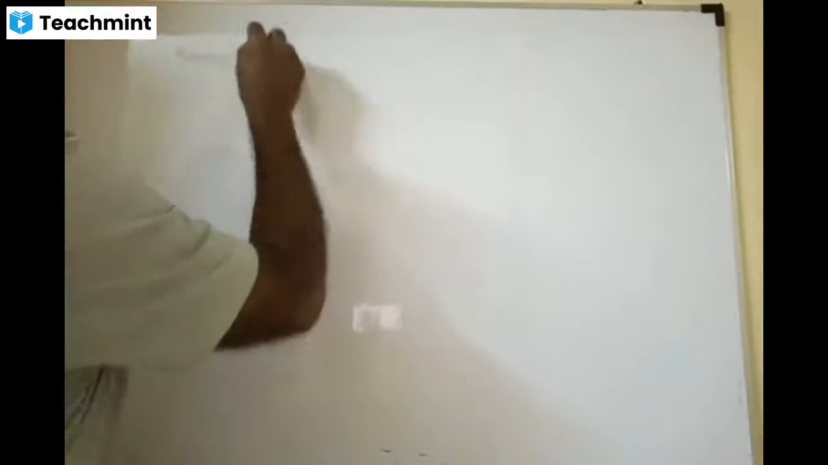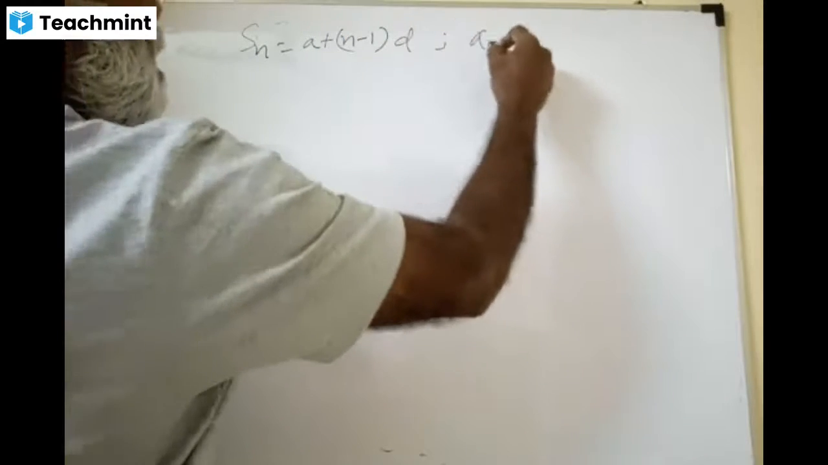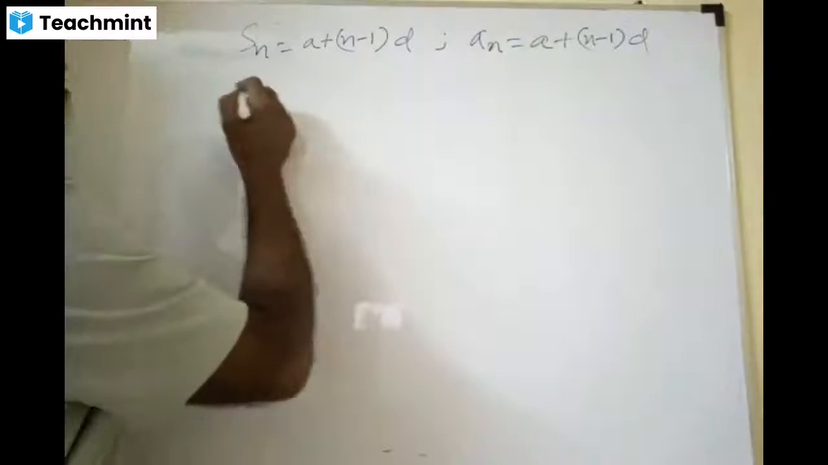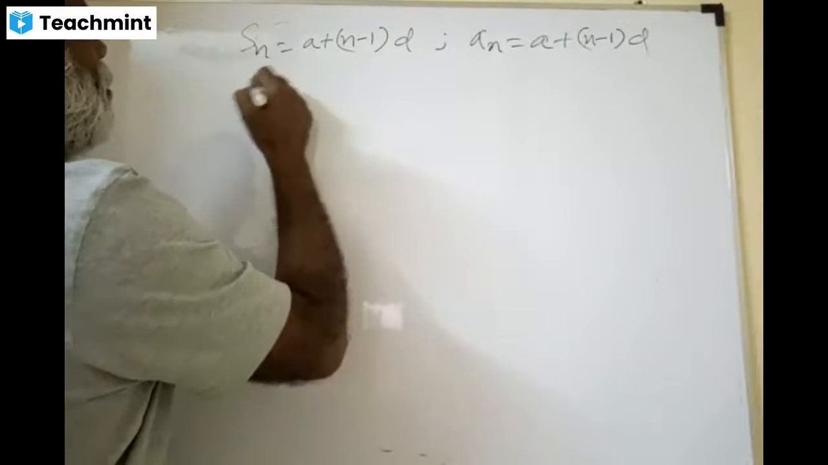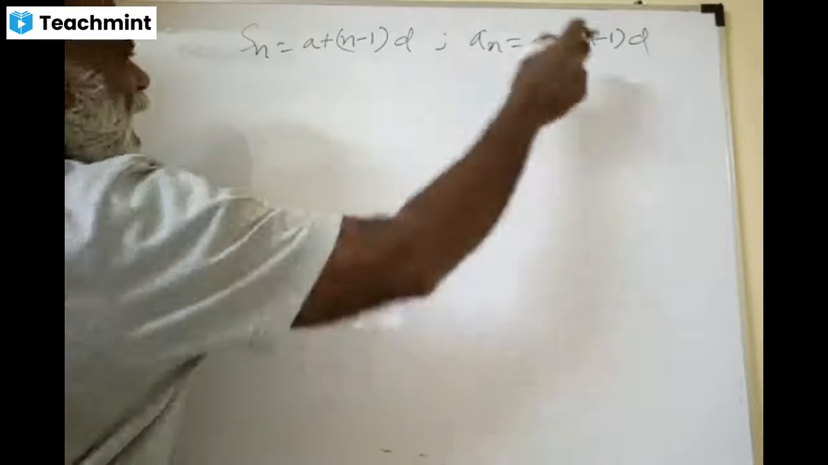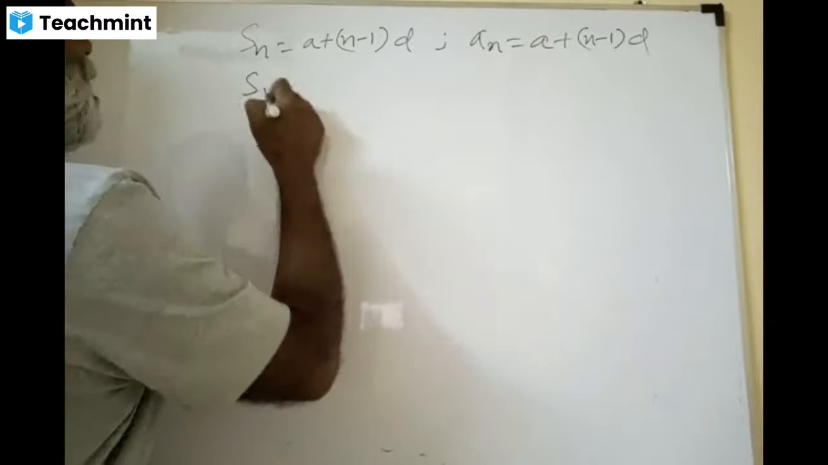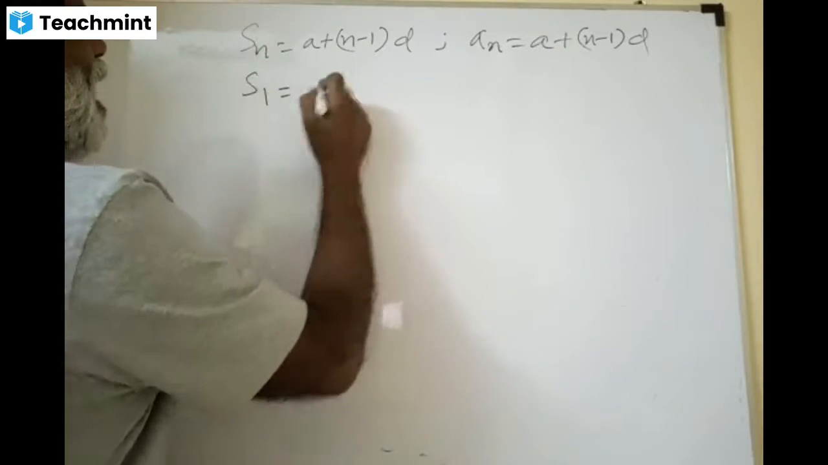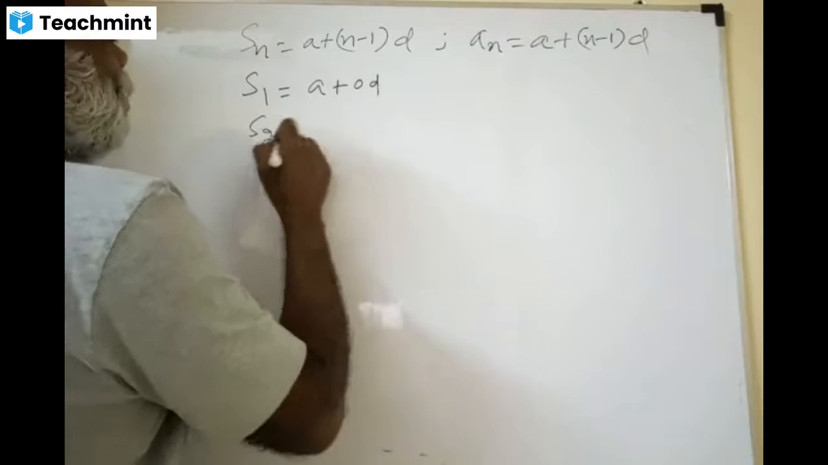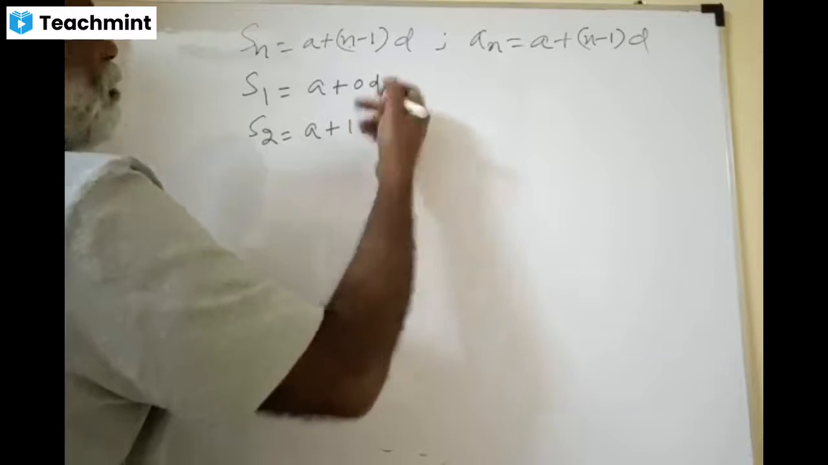So An is nothing but a plus (n minus 1) into d. Both of them are in terms of n. Both of them are functions of n. Why am I saying so? I can write S1, n is 1, a plus 0d. S2, a plus (2 minus 1) is 1d. In this manner, you can generate it.